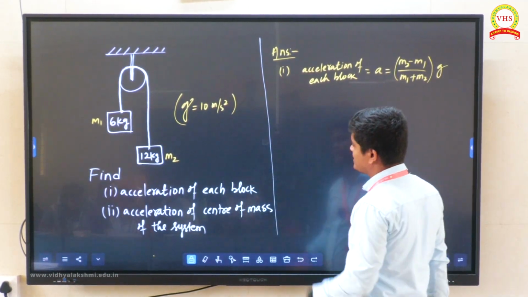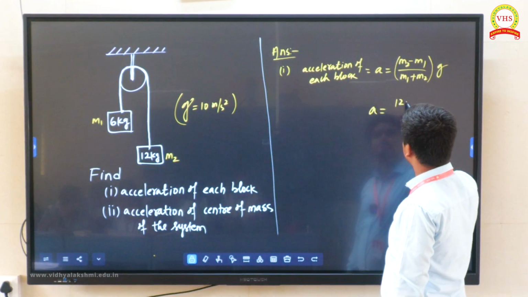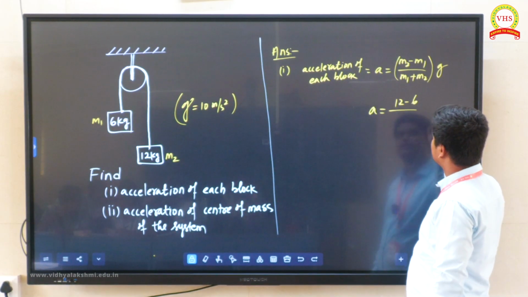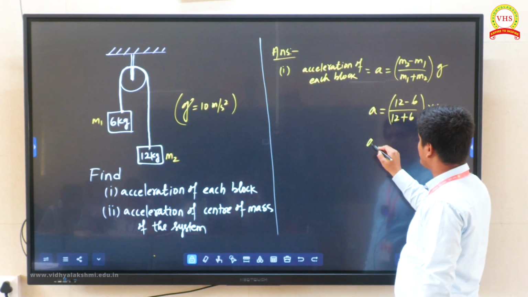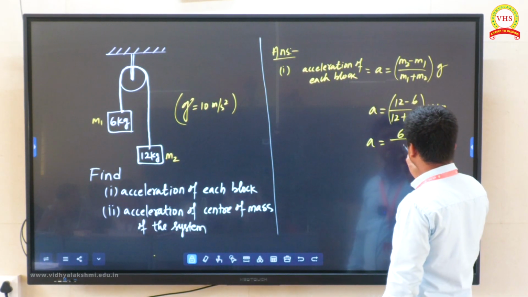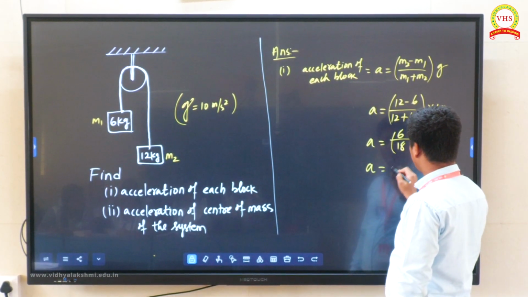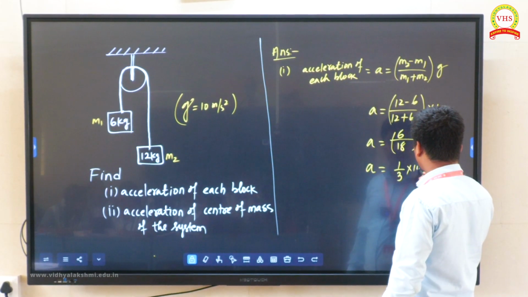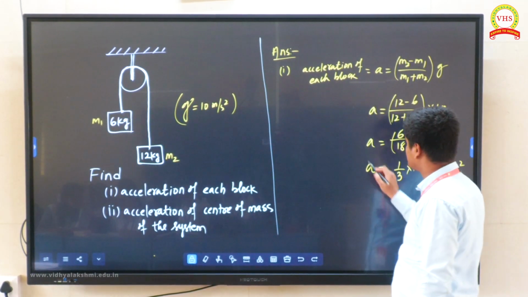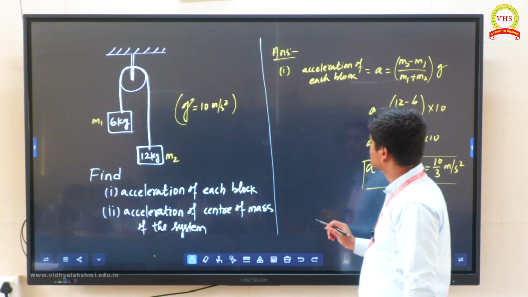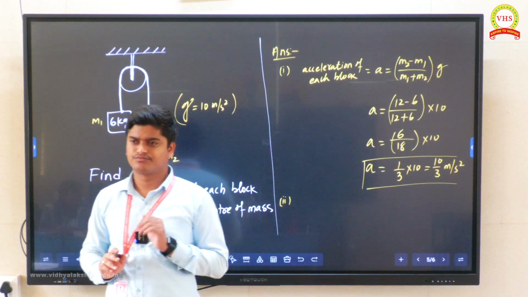Here let the given G value be 10 meter by second square. Now how much will the A value come? M2 is 12. 12 minus 6 divided by 12 plus 6 into 10. So 6 by 18 into 10. Now A is 1 by 3 into 10, which is 10 by 3 meter by second square, or calculate and it is around 3.33. So this is the acceleration of each block. Each block's acceleration magnitude you got.